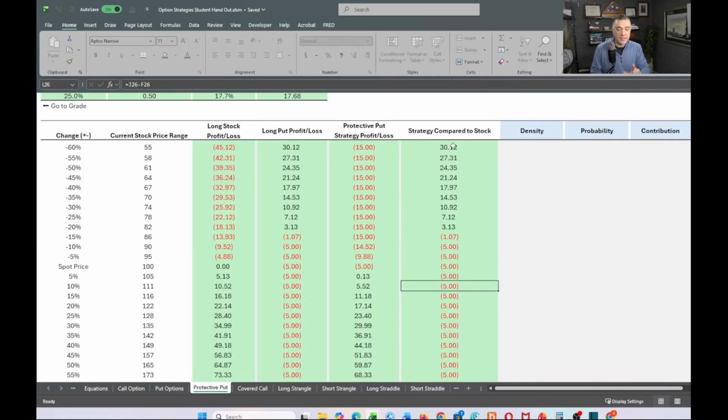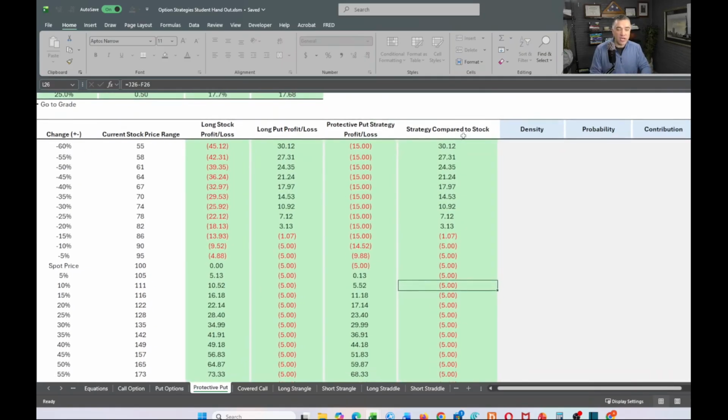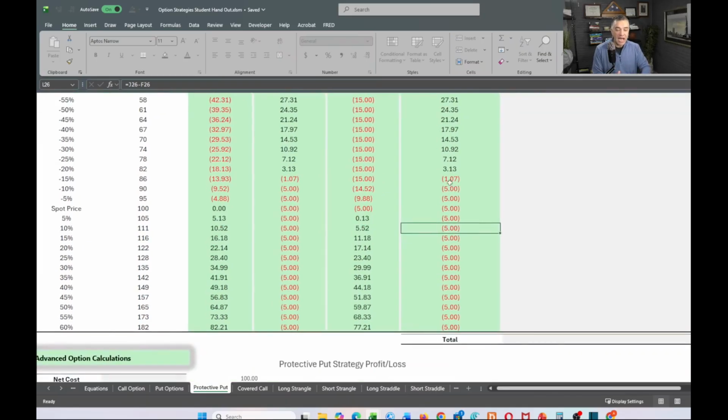So I love this one here. This is saying strategy compared to just buying the stock. So I found the difference between that. So if you just bought the stock and it went down, look, you're up 30. You make money, you're protecting yourself with the protective put. However, if it goes up, the most you're out is the premium. That's what it shows.